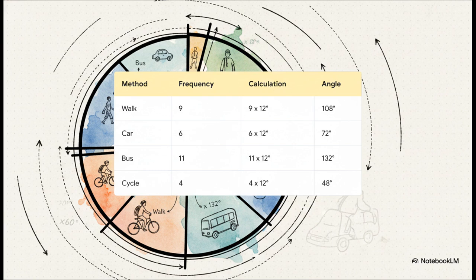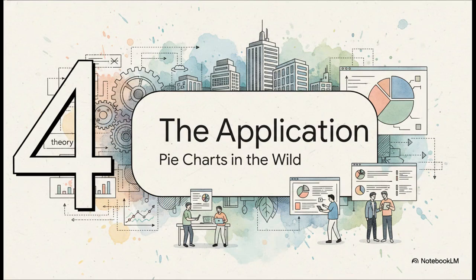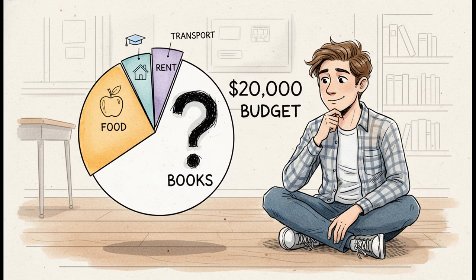Our pie is complete. So theory is one thing, but let's actually put this to the test with a real-world problem. This is where pie charts stop being just a math exercise and become a genuinely useful tool in your life. So let's meet Alex. He's mapped out his budget for his first year of university, and the whole thing totals $20,000. He's used a pie chart, which is smart, but he needs our help to figure out one key detail. How much money is actually going toward books?